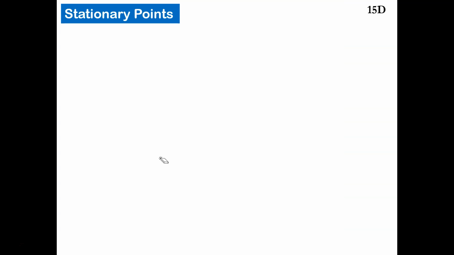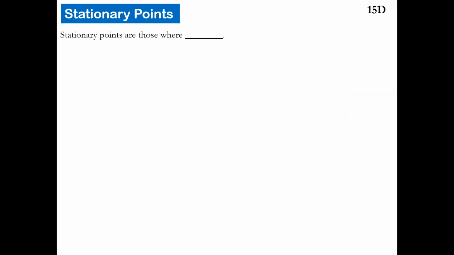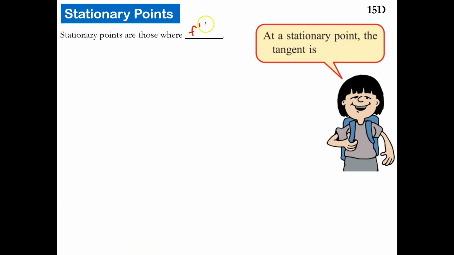So stationary points. Well, first of all, if we go back to here, we had a stationary point there, a stationary point there, and a stationary point there. What do they all have in common? That the gradient of the tangent is 0. So here then, stationary points are those where f dash of x is equal to 0. Sorry, my slide's moving forward a little bit. Which means that at a stationary point the tangent is horizontal.